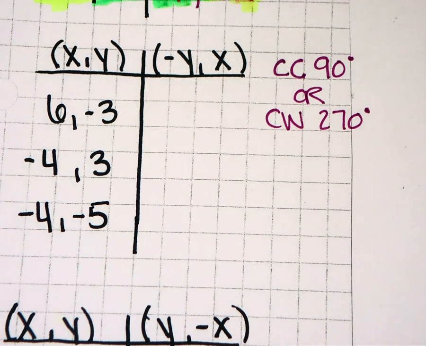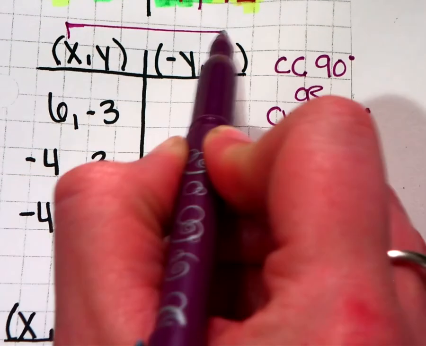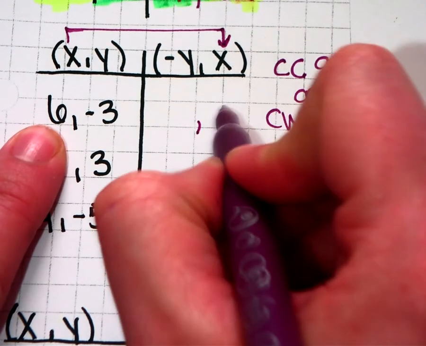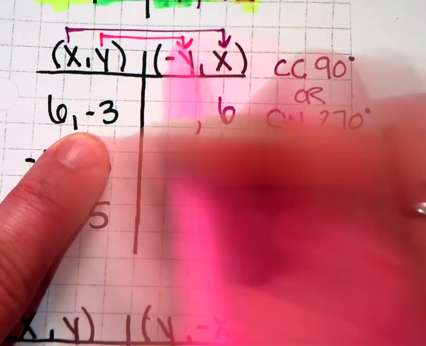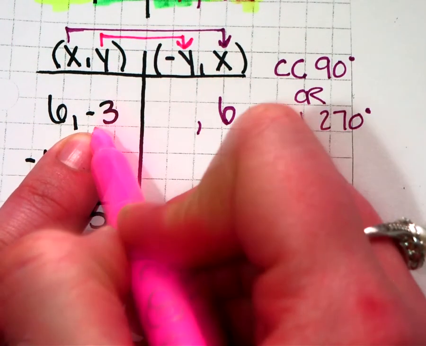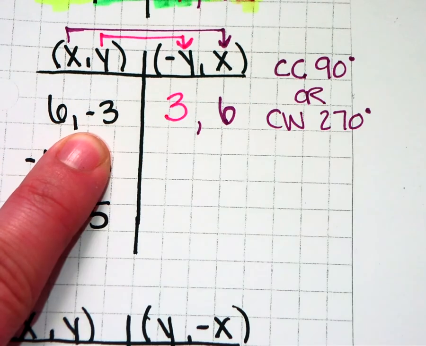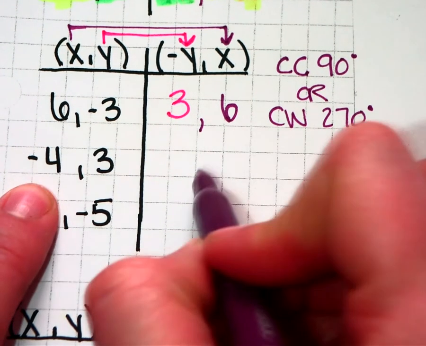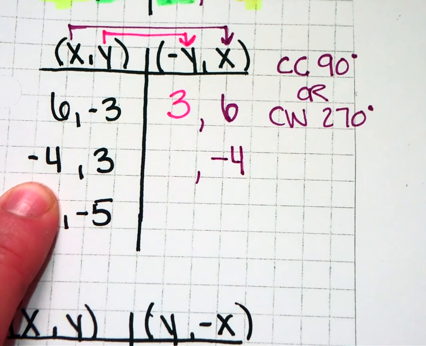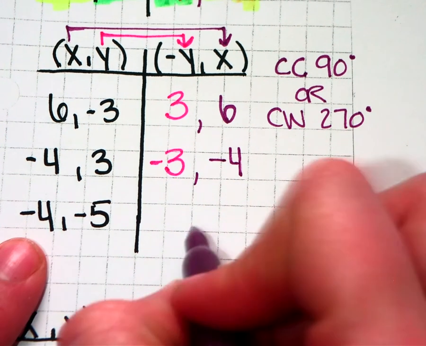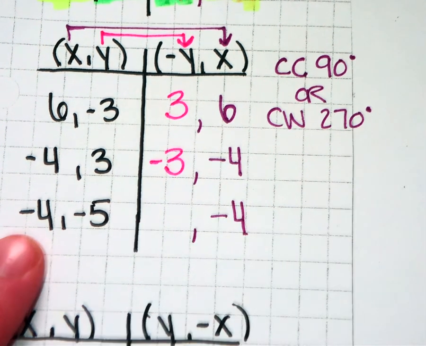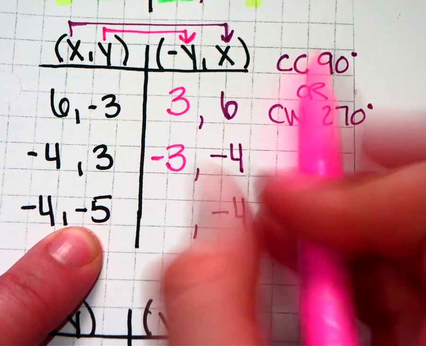This one is a little tricky because what ends up happening is my x values move to the end, but they're not changing. So 6 is going to stay 6. However, my y value moves to the front and does change. So I get negative 3. The opposite of that is positive 3. Down here, negative 4 just moves to the end. There's no sign change because it stays x. My 3 moves to the front and it changes sign. Negative 4 moves to the end, no change. Negative 5 moves to the front and it does change.